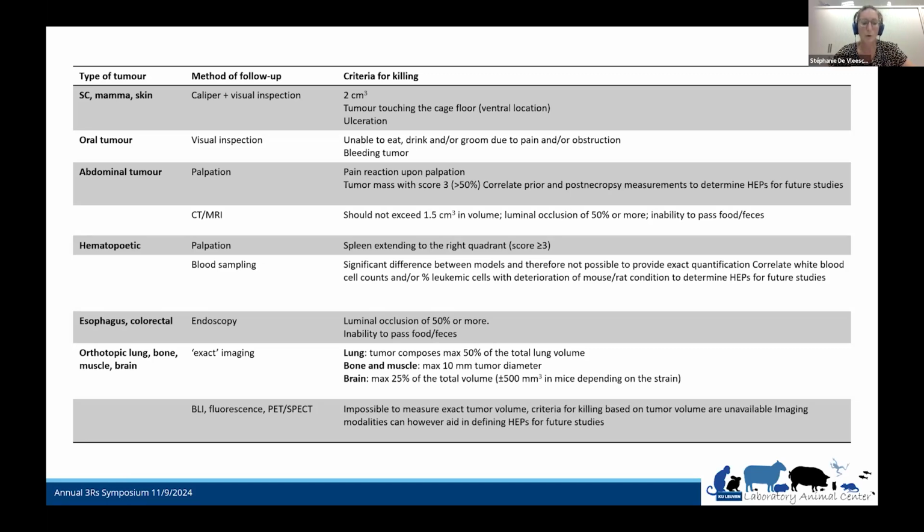And then, for example, for the orthotopic tumors, for the lung, no more than 50% of total lung volume. For the abdominal tumors, no more than 1.5 cubic centimeters. For bone and muscle tumors, maximum 10 millimeters of tumor diameter. And for the brain, no more than 25% of the total volume.